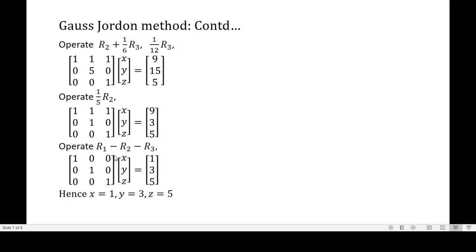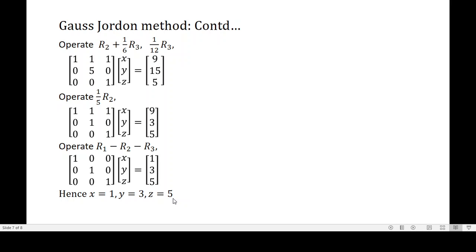Ultimately the coefficient matrix is reduced to an identity matrix, that is a diagonal matrix. That is, except the diagonal elements, all other elements are equal to 0, isn't it? Now write the values. 1 into x is equal to 1. 1 into y is equal to 3. 1 into z is equal to 5. Therefore, x is equal to 1 and y is equal to 3 and z is equal to 5.